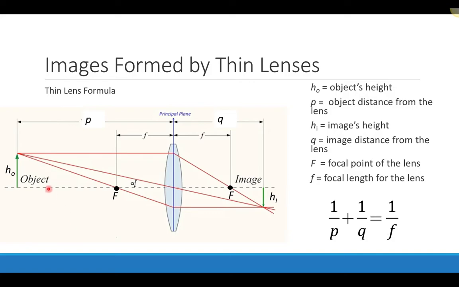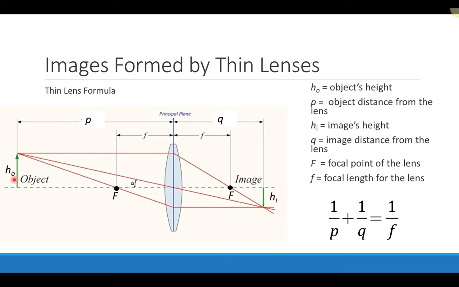lens. So in our picture here, we have a thin lens. This happens to be a converging lens. We have the principal axis, and then we have our object that's located over here on the left, and our object has some height, which is labeled as h with a subscript of O for the object.